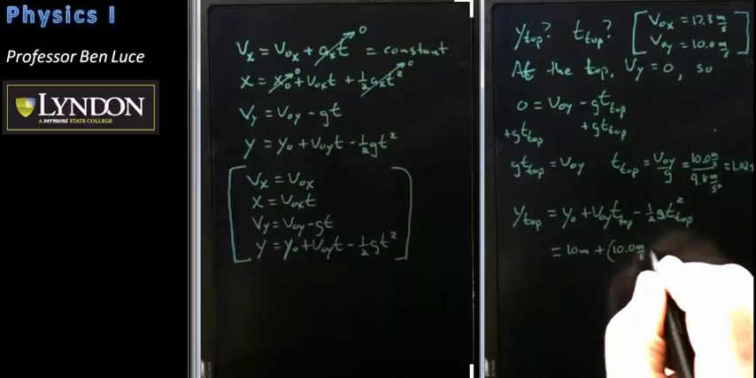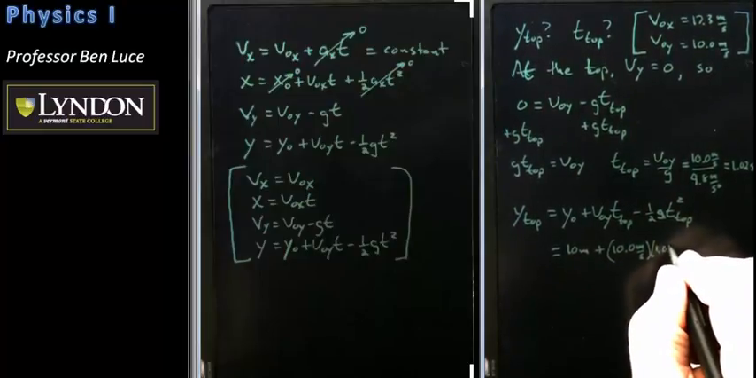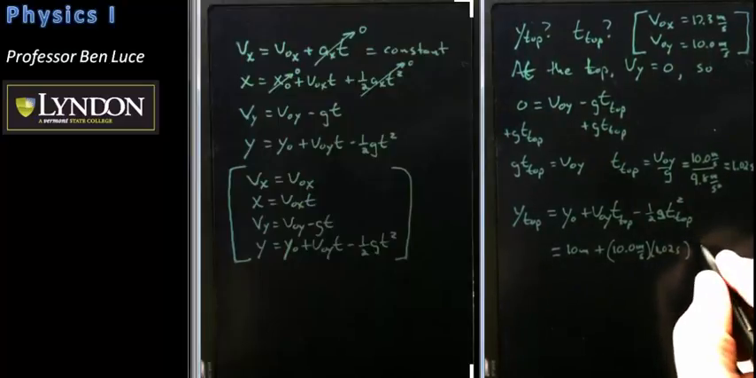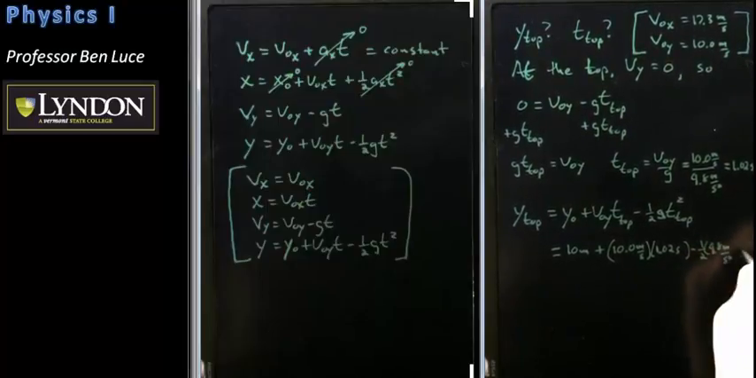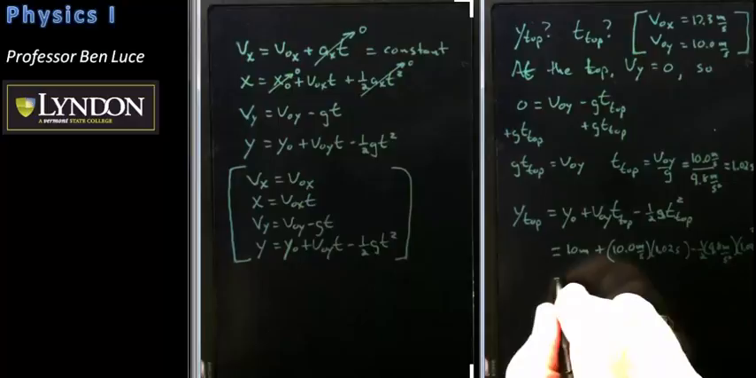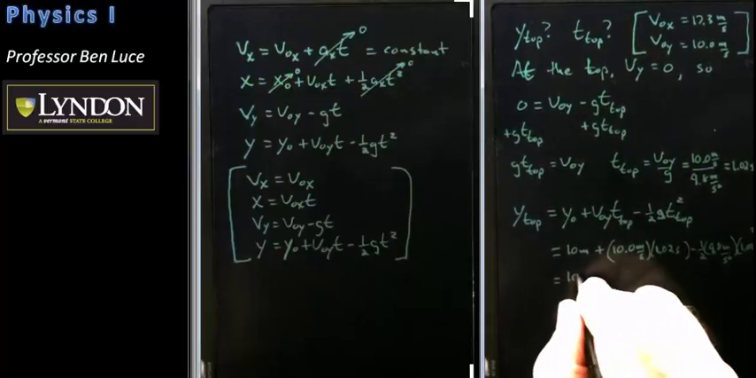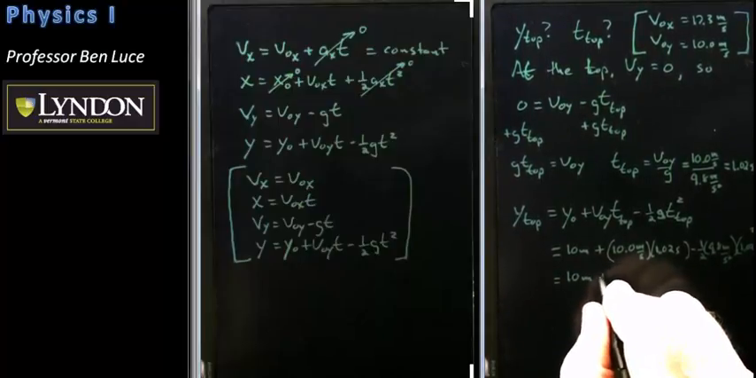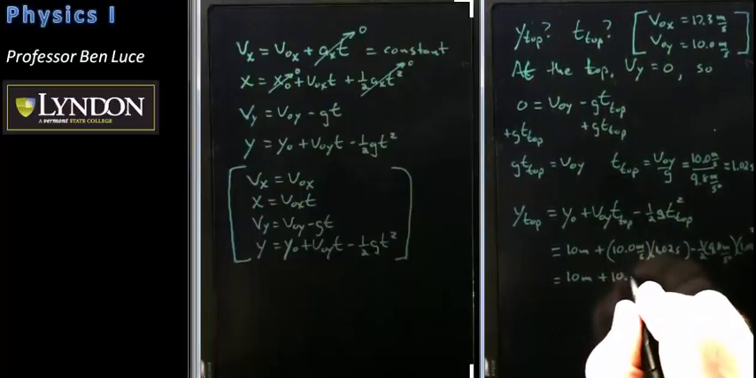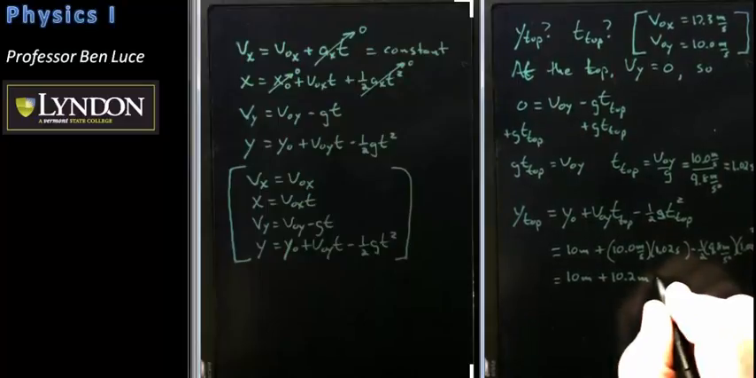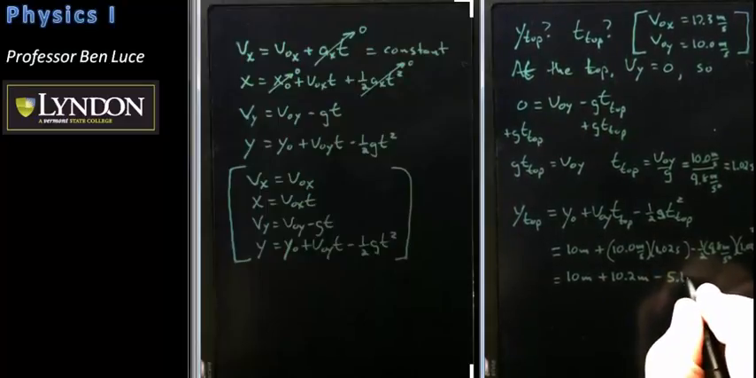We have 10 meters per second times 1.02 seconds minus 1/2 9.8 meters per second squared times 1.02 seconds, quantity squared. It's coming off the page there. So we obtain 10 meters plus this term gives us an additional 10 meters, 10.2 meters, and this term once again is going to give us a minus 5.1 meters.